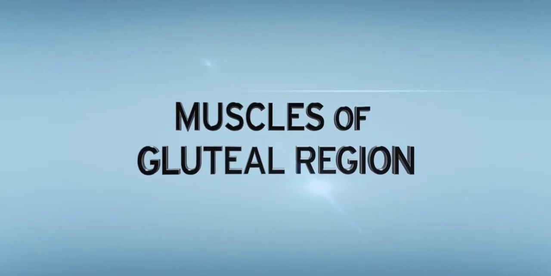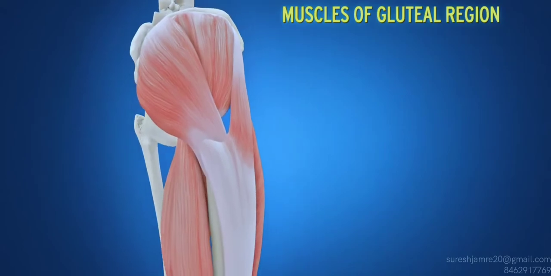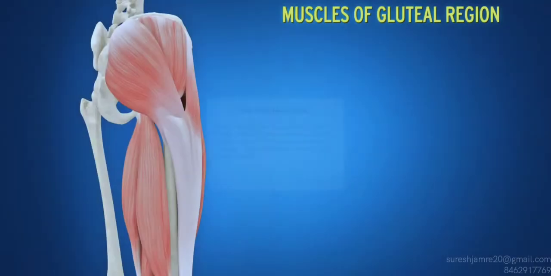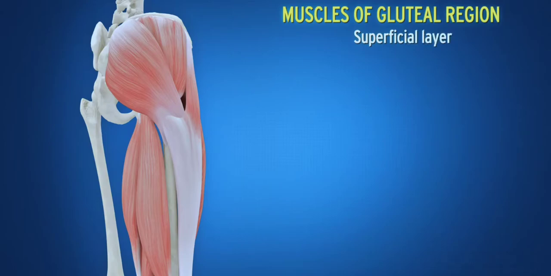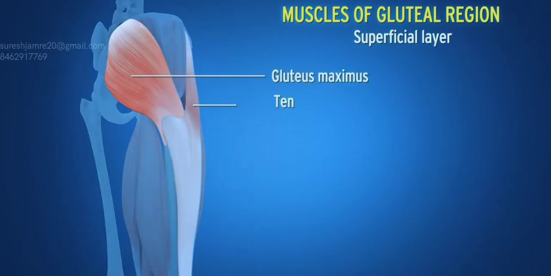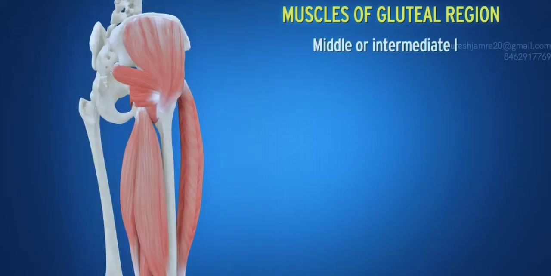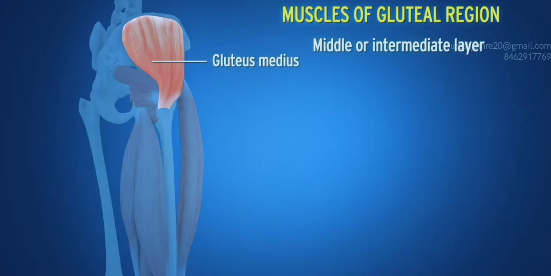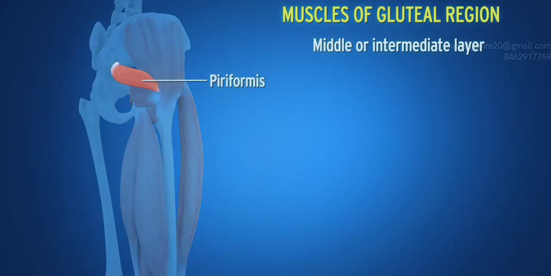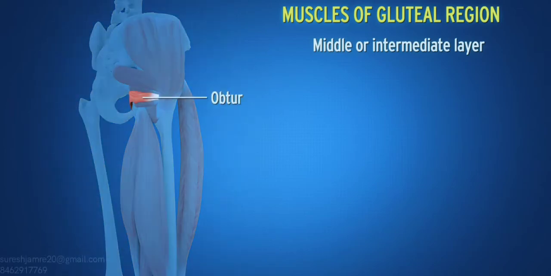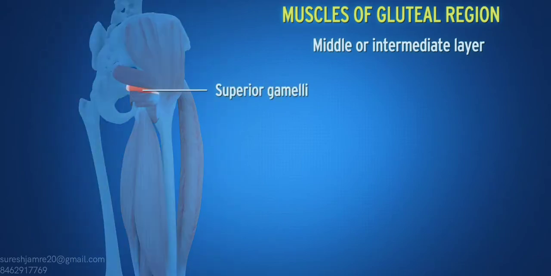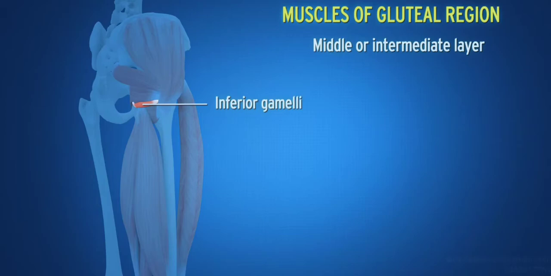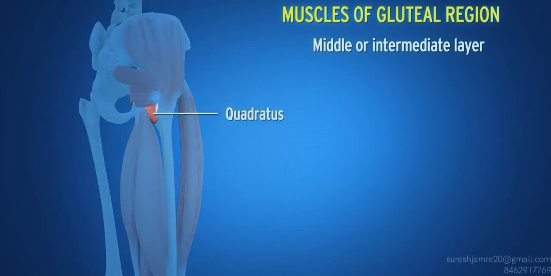Muscles of gluteal region. Muscles of gluteal region are arranged in three layers. Superficial layer: gluteus maximus and tensor fasciae latae are present in superficial layer. Middle or intermediate layer: gluteus medius, piriformis, obturator internus, superior gemelli, inferior gemelli, quadratus femoris.